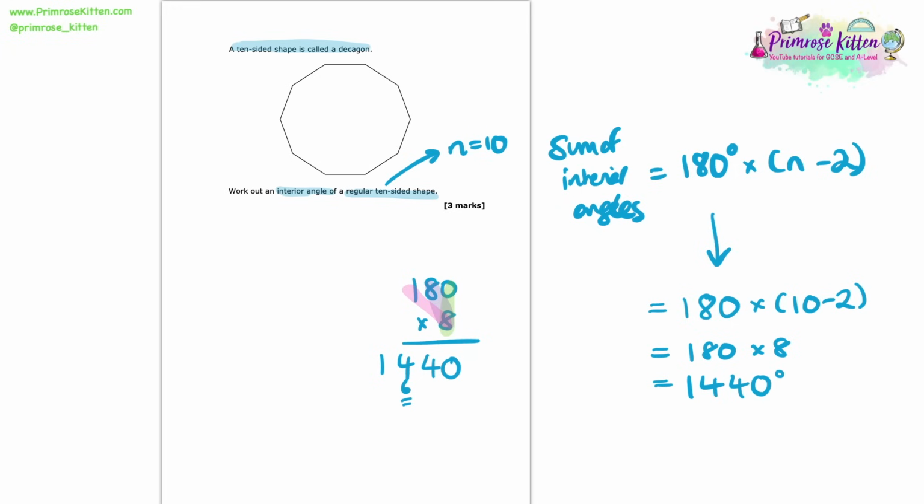Now, because we have a decagon and that has 10 sides and 10 angles, we can work out what one of those interior angles is by taking that 1,440 and dividing it by 10 quite simply. And that will give us 144 degrees. And there's our answer.